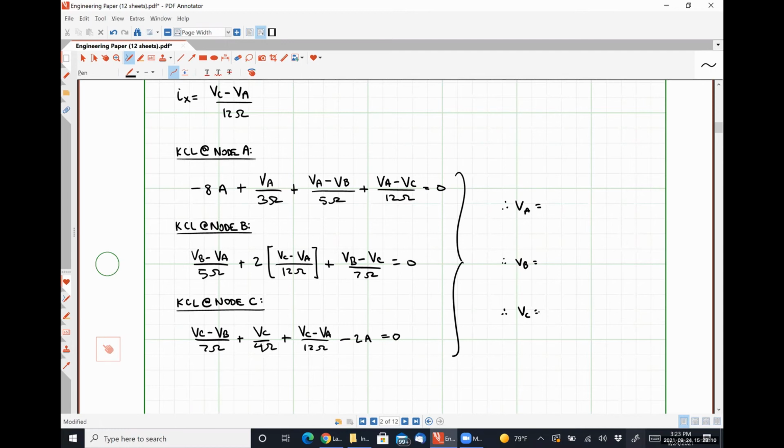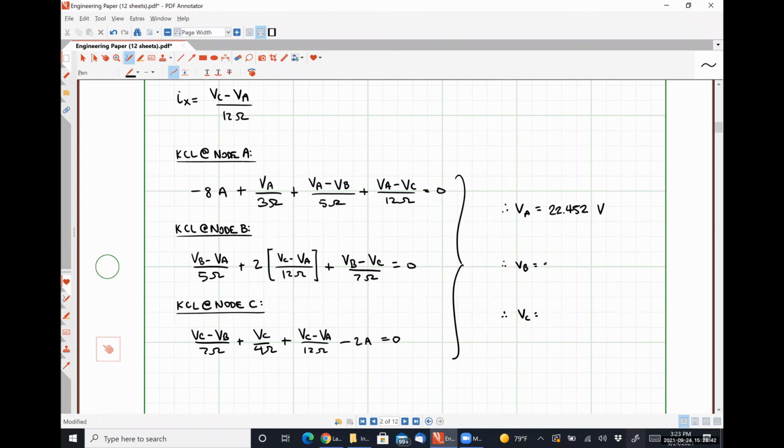Anybody get anything yet? Elijah. That is not what I got, but there is always a possibility I typed it wrong. Pardon? I got 22.452. For VB, I got 22.968. And for VC, I got 15.019.